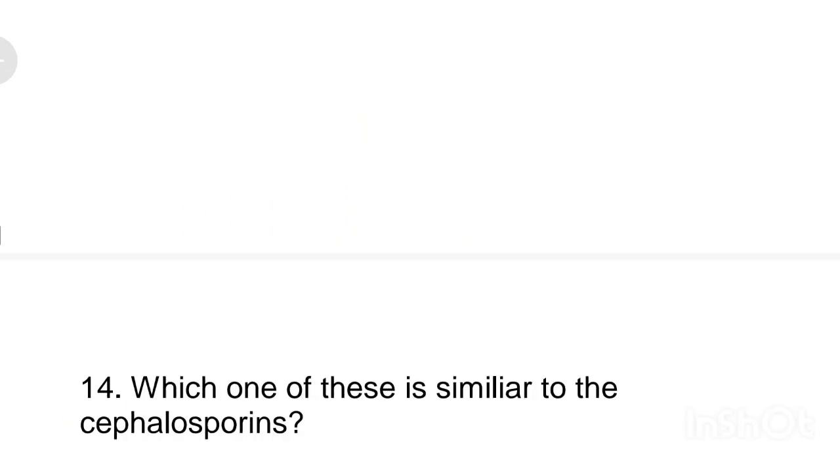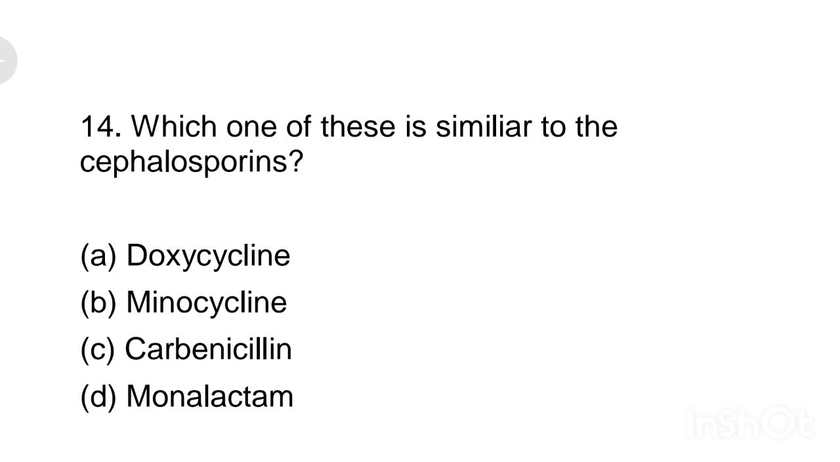Next question. Which one of these is similar to the cephalosporin? Option A, doxycycline. Option B, minocycline. Option C, carbenicillin. Option D, monolactam. Correct answer is option D, monolactam.